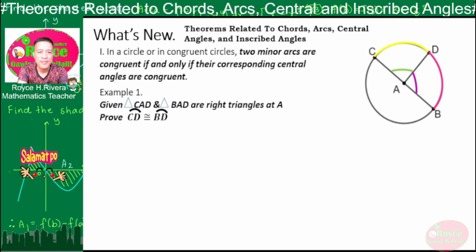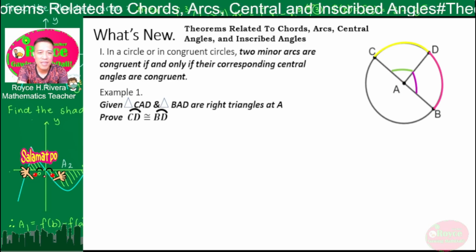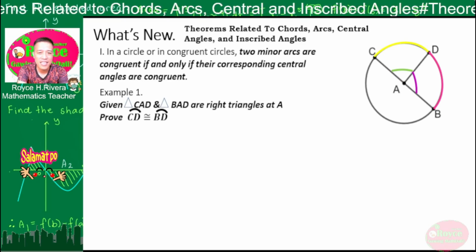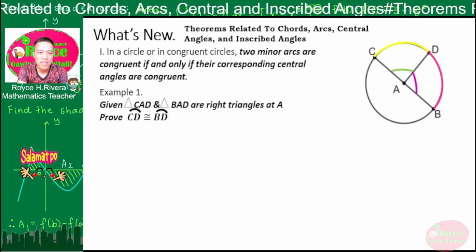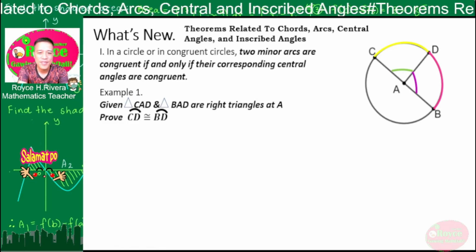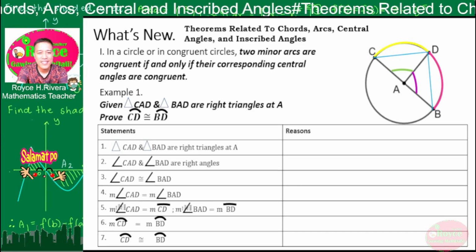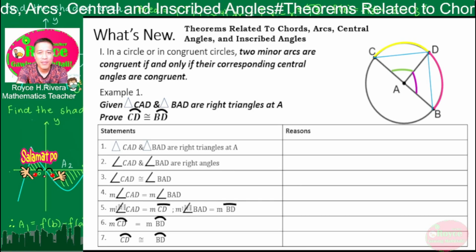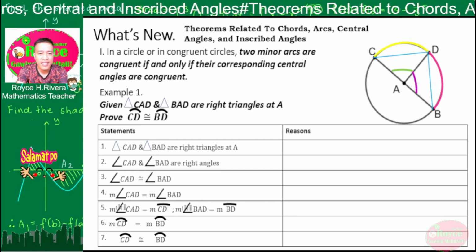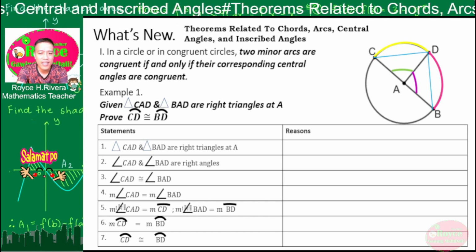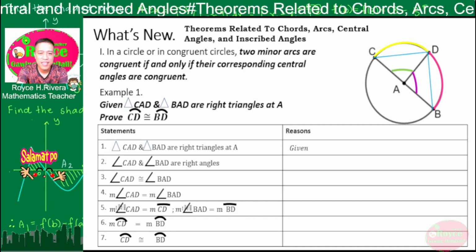First example, given triangle CAD and triangle BAD are right triangles at A, prove that arc CD is congruent to arc BD. Here are the statements. Statement number 1. Triangle CAD and triangle BAD are right triangles at A. For the reason, it is given.